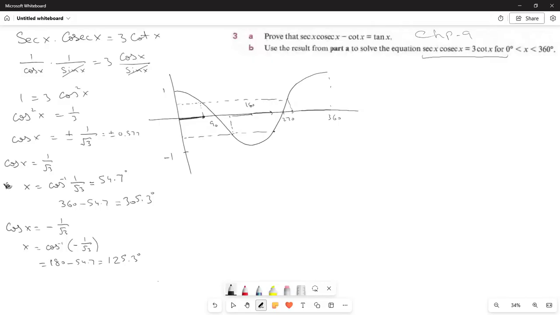And similarly, the other answer is this one, which is the same distance from 180 on the plus side. So the next answer is going to be 180 plus 54.7. And when I add them together, it is going to be 234.7 degree. So I have four answers: this one, this one, this one, and this one.